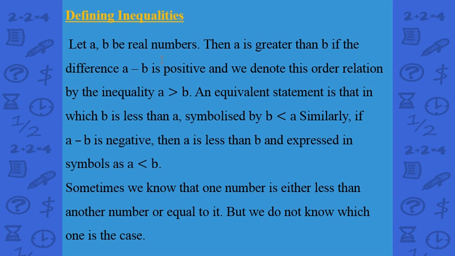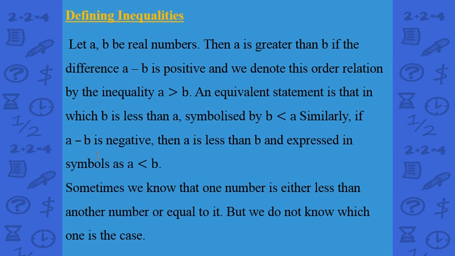Let A and B be two real numbers. Then A is greater than B if the difference A minus B is positive, and we denote this order relation by the inequality A > B. An equivalent statement is B < A. It is obvious that if A is greater than B, then B is less than A. So we can write the same thing in two different ways, symbolized by B < A.